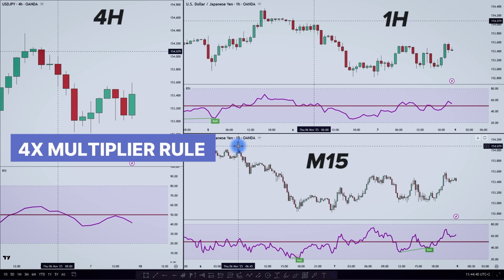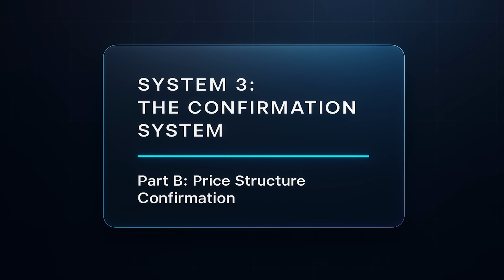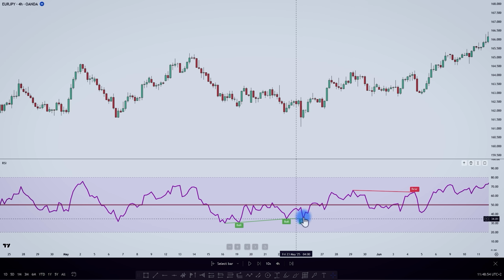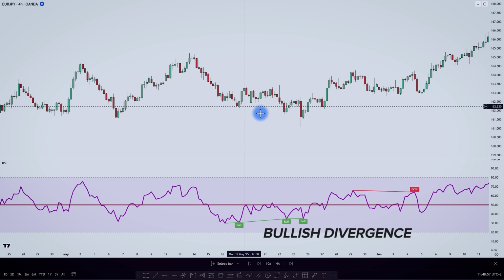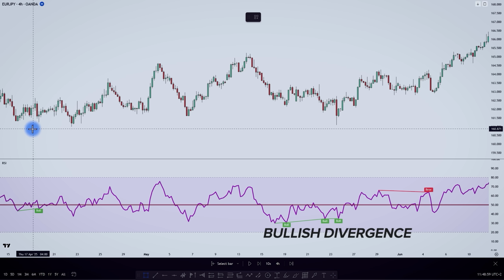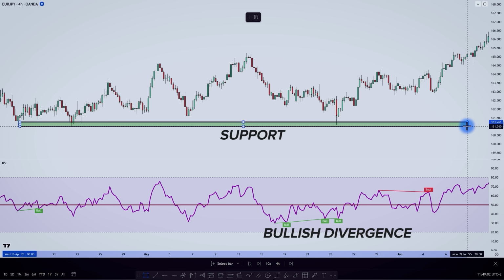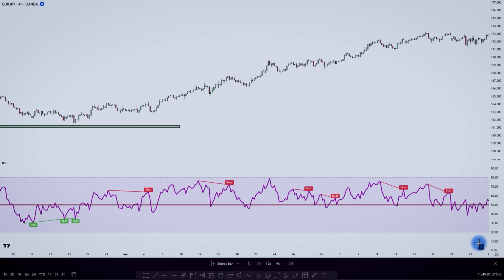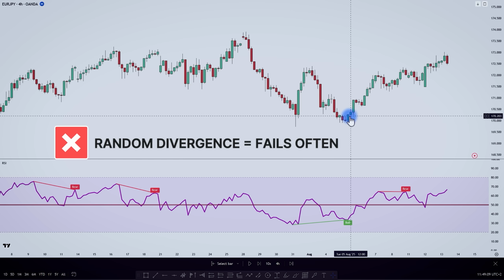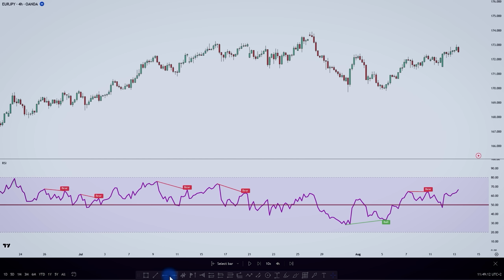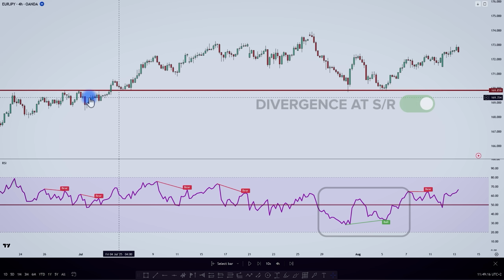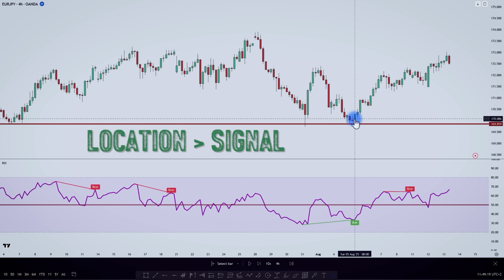But you need one more thing. The final piece is confirming your RSI signals with actual price action. Look at this setup. RSI showing bullish divergence. But where is it happening? Right at major support. That's a high probability reversal. Here's what you miss. RSI divergence at random levels fails often. RSI divergence at major support or resistance succeeds 60% of the time. Remember this, the location matters more than the signal.